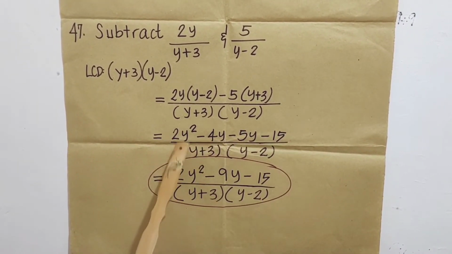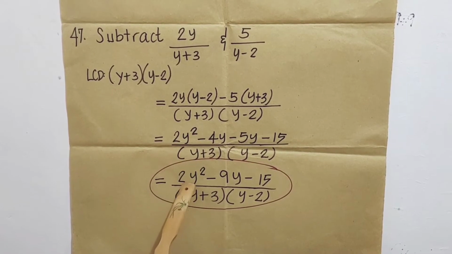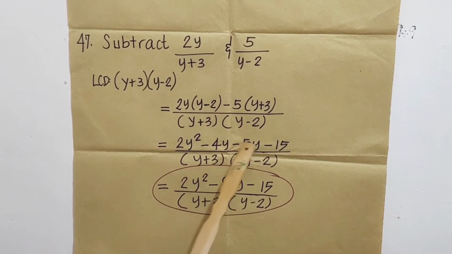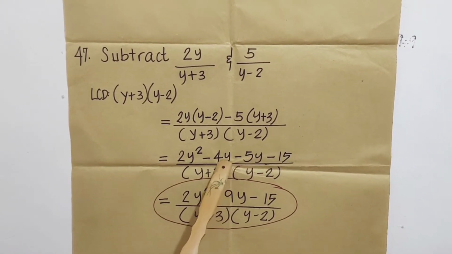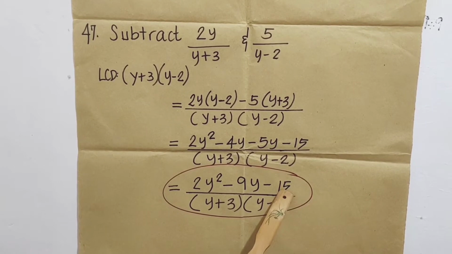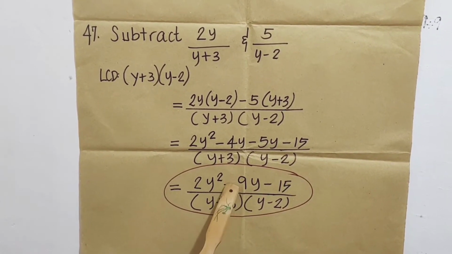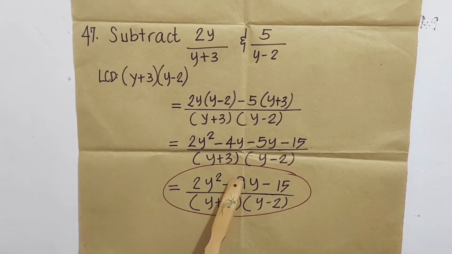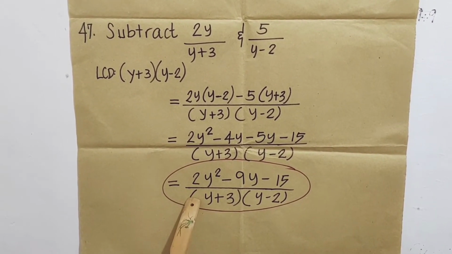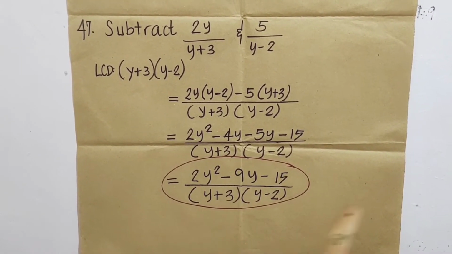Combine like terms. So 2y squared, just copy. We have negative 4y and negative 5y. We're going to combine these because they are like terms, so we have negative 9y, and copy negative 15. Since we cannot factor 2y squared minus 9y minus 15, this will now be our final answer. Just copy the denominator.